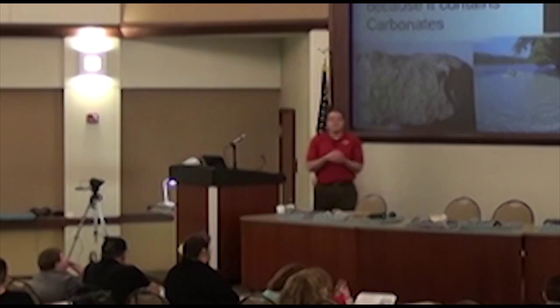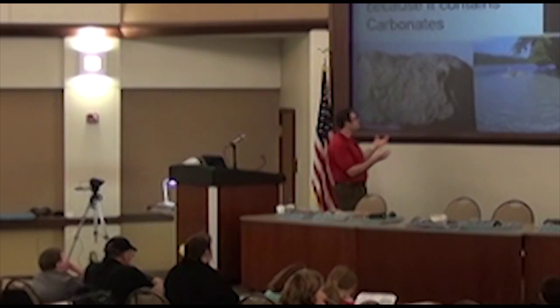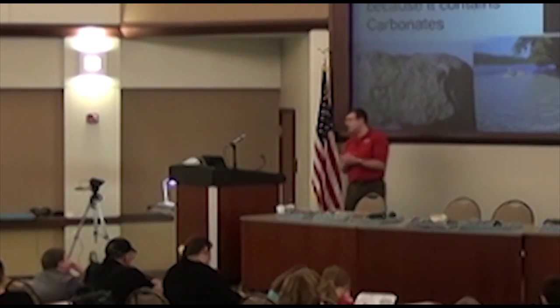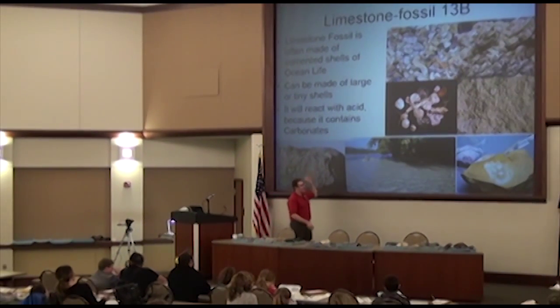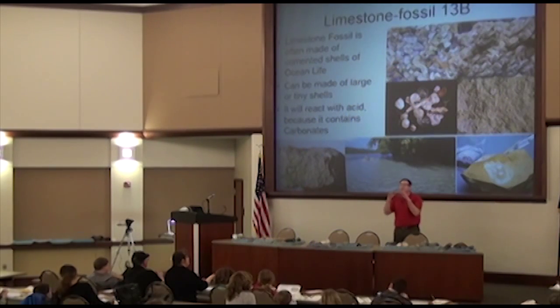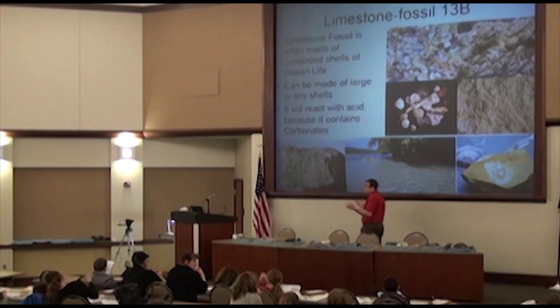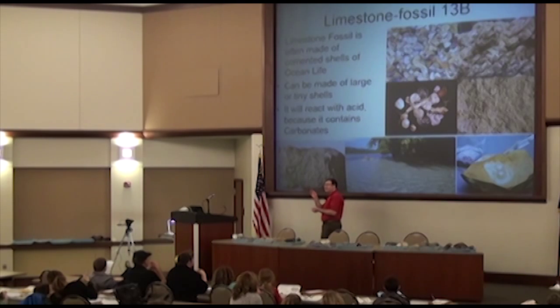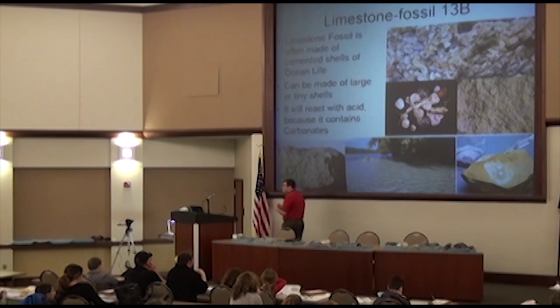So for the most part, fossil limestone is made of shells from ocean life, almost always. There can be other fossils in it as well, but it's usually shells. Now, I wrote here that it will react with acid. That's something we're going to talk more about when we talk about minerals. But what that means is if you put hydrochloric acid or some other acid on top of limestone, it will bubble. Okay? So that's an identification tool that scientists sometimes use. They'll put a little drop of acid, and if it bubbles, they know it's got carbonates in it, and it could be limestone. Okay?